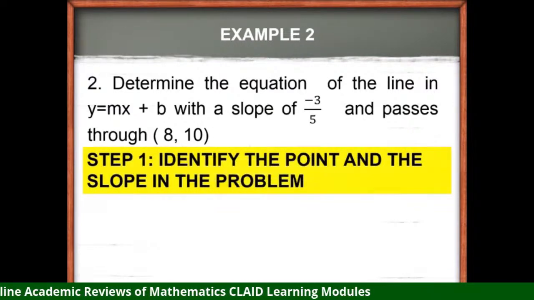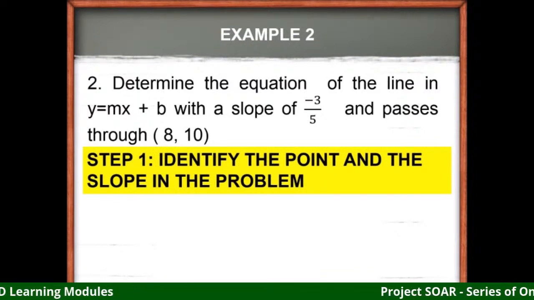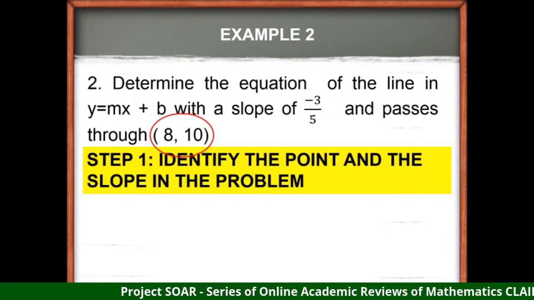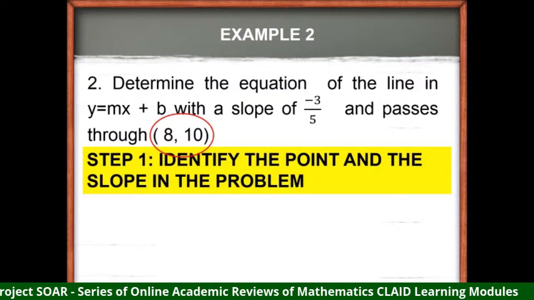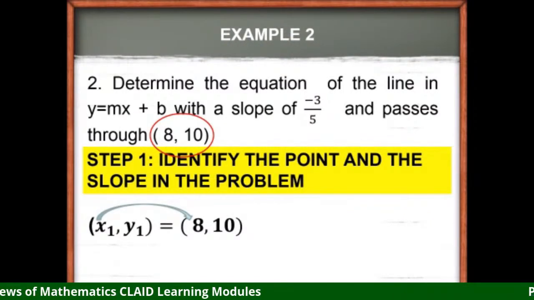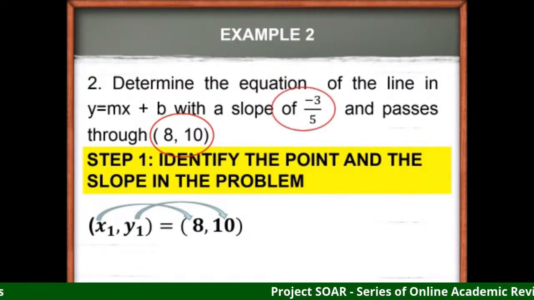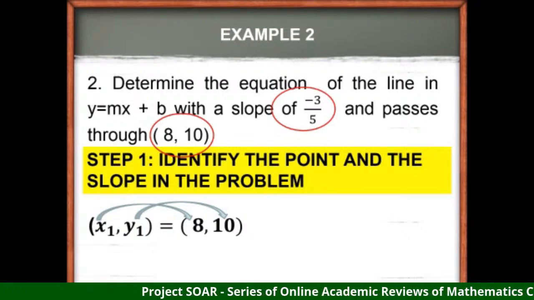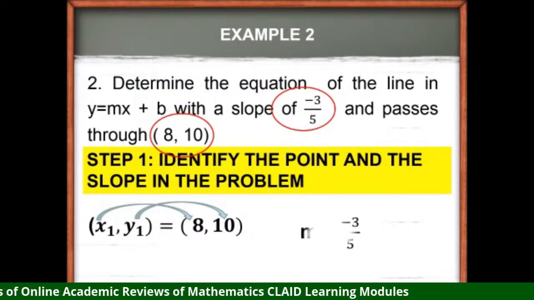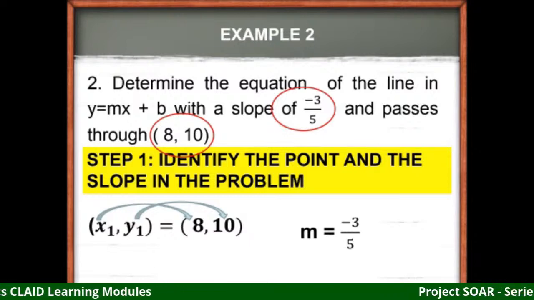Step 1. Identify the point and the slope in the problem. Our point in the problem is 8, 10. This will represent our x sub 1, y sub 1. Our x sub 1 is 8. Our y sub 1 is 10. The given slope in the problem is negative 3 over 5. This will be denoted by the symbol m. And that will become m equals negative 3 over 5.